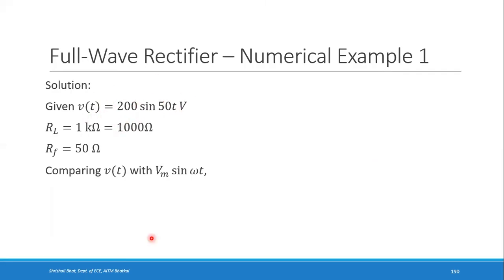So comparing this with Vm sin omega t, what is the value of Vm? Vm is 200 volts and this omega is 50 radians per second. So Vm is 200 volts. That is the peak value. Vm is 200 volts, right?